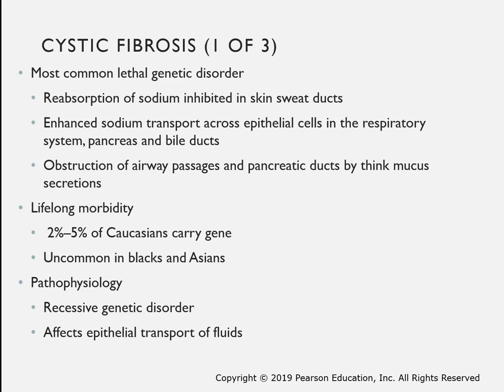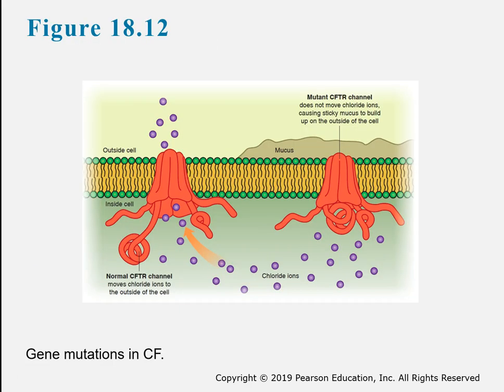About 2 to 5% of Caucasians will carry this gene. It is uncommon in Blacks and Asians, so it's more prevalent in Caucasians. It's a recessive genetic disorder. We talked a little bit about autosomal recessive and autosomal dominant diseases a couple of chapters ago, really at the beginning of the semester. And again, for the most part, it's going to affect transport of fluids across epithelial cells. Okay, and again, predominantly we're focusing on the respiratory system.